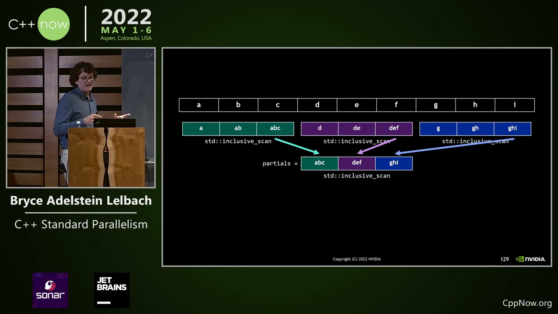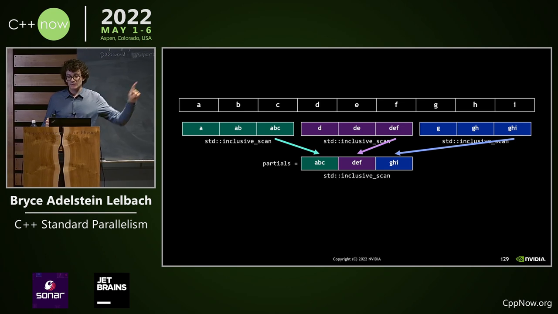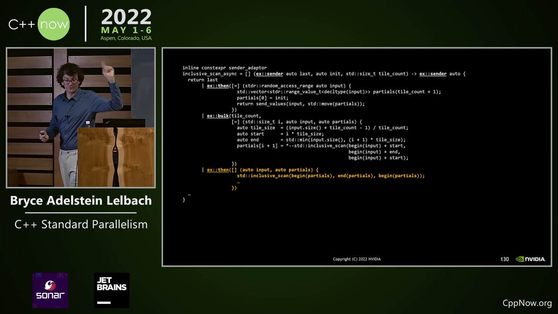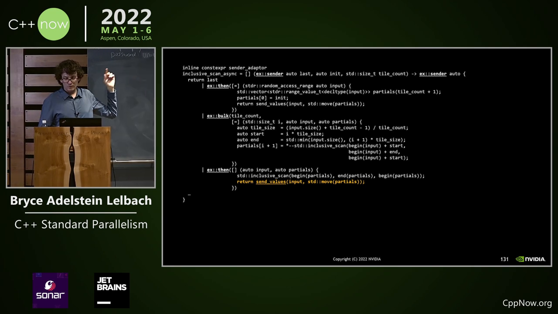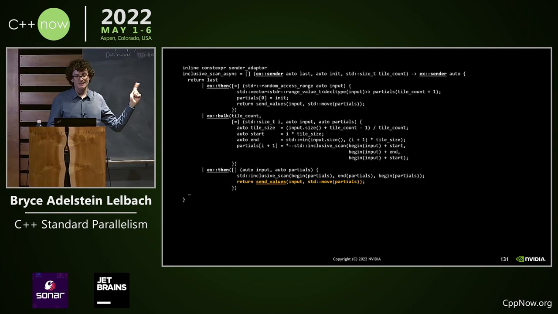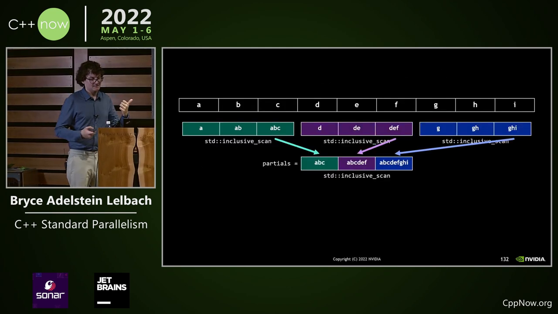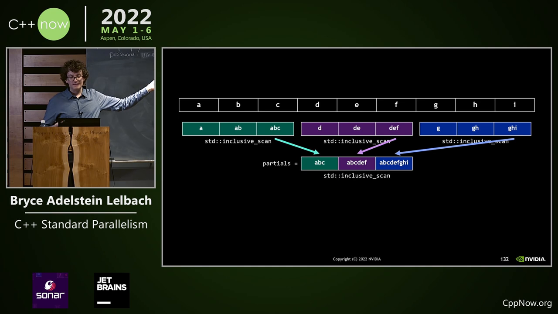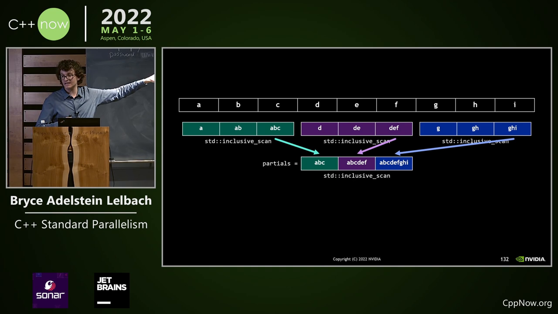So then after all the tiles have completed their local inclusive scans and written to partials, we need to have one execution agent do a serial inclusive scan of partials. We do this by piping another then sender onto the chain, which will perform the partials inclusive scan. This then sender will again pass along the input sequence and the partials vector. The result of the scan over partials looks like this. And this is exactly the information that each tile needs to add to its elements. It's in the slot in this vector that's preceding that tile.